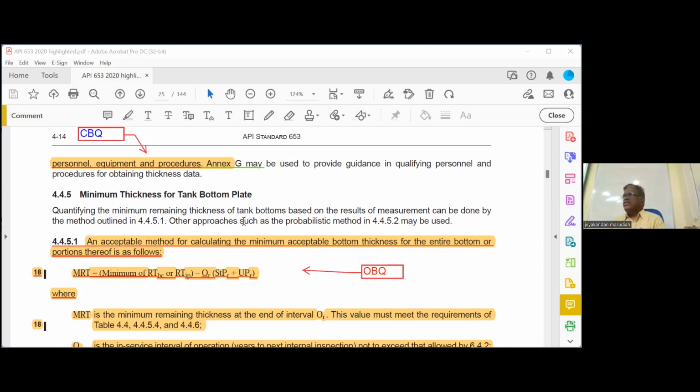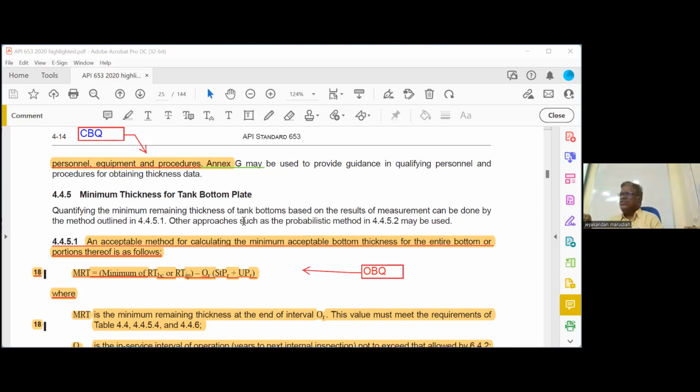Now, when you are calculating for the entire shell course using the 1 foot formula, you have to use the H minus 1 formula. If it is a locally thinned area, then we have to use the H formula. What is meant by H? For the entire shell course, from that particular course's bottom joint to the design liquid level. For a locally thinned area, from the bottom of the locally thinned area to the design liquid level. That is the H.